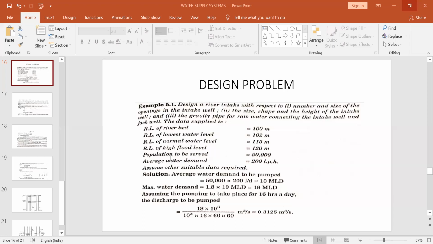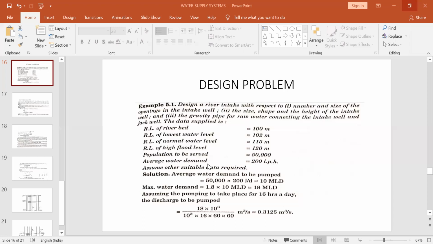Now, population to be served. This intake well that is being designed has to take water and serve a city where the population is 50,000, and average water demand in LPCD, there is one mistake, it is not H, it is D, LPCD, is 200 liters per capita per day, and other data you can assume.